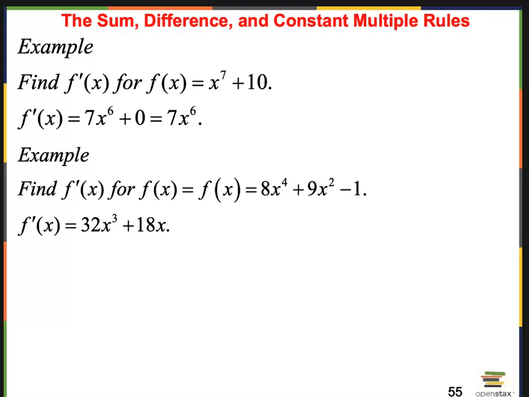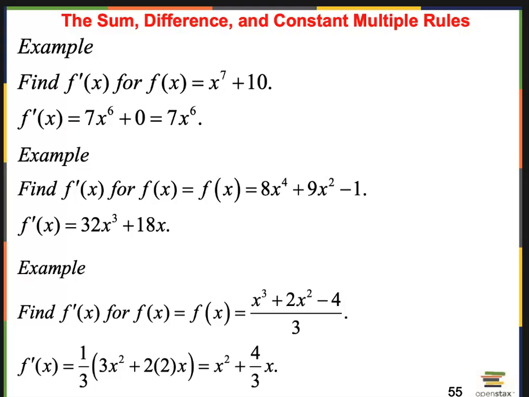All right, what if I have f of x equals 8x to the 4th plus 9x squared minus 1? Again, because of the sum rule and difference rule, we're going to use both of them here, and the constant rule. So as you can see, we're using all three rules. We would take the derivative of 8x to the 4th, which is 32x cubed, plus the derivative of 9x squared, which is 18x, minus the derivative of 1, which is 0. And so we would be left with 32x cubed plus 18x.